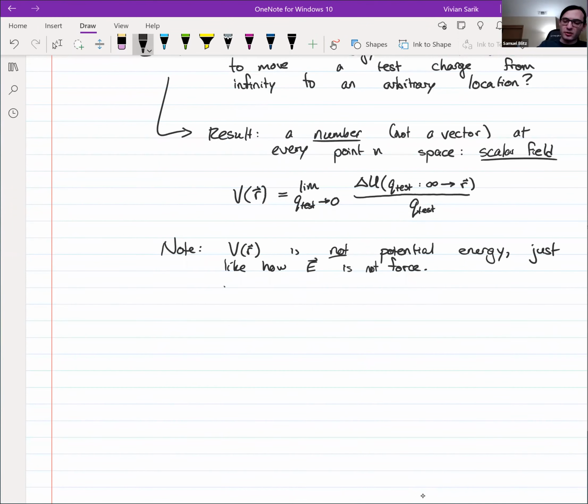Now, just because you should know this, the units of V is joules per coulomb. Kind of makes sense. Potential energy has units of joules, charge has units of coulombs. But this is often given another name, named after some French guy. It's called the volt. So 1 volt is 1 joule per coulomb.